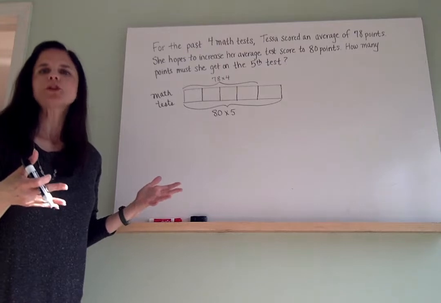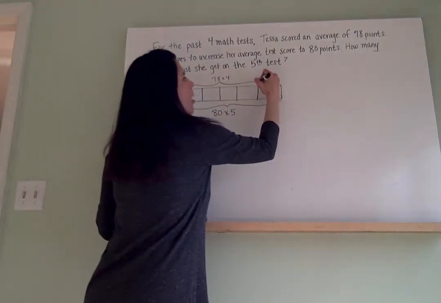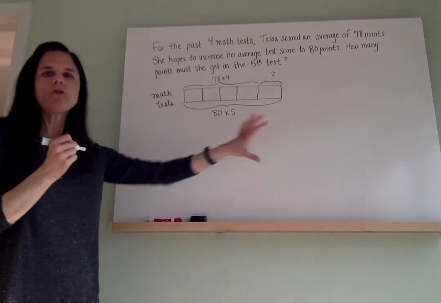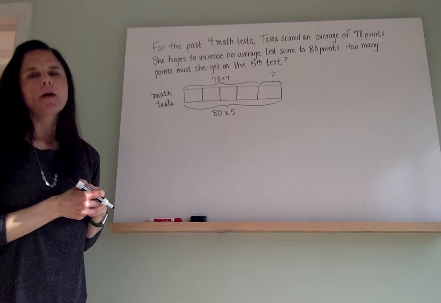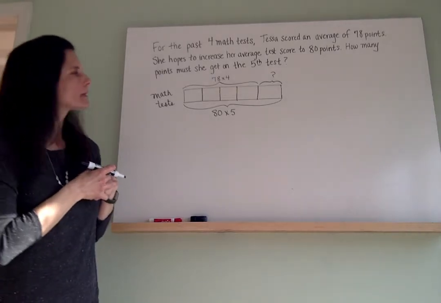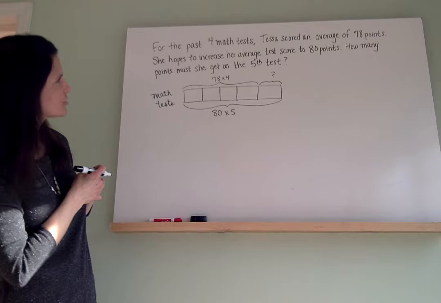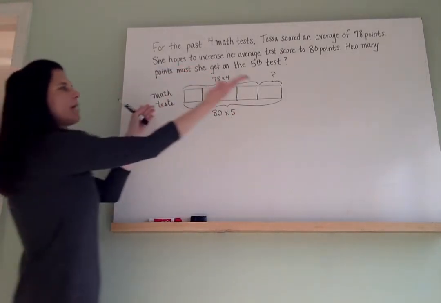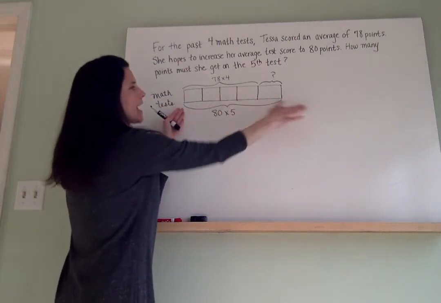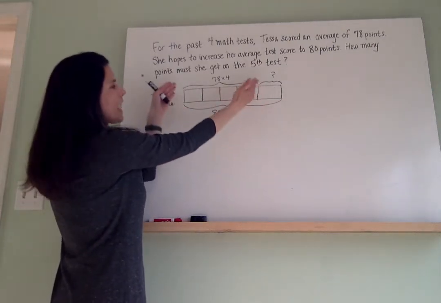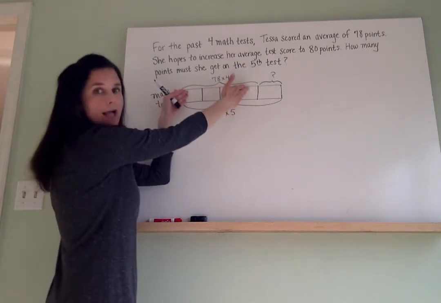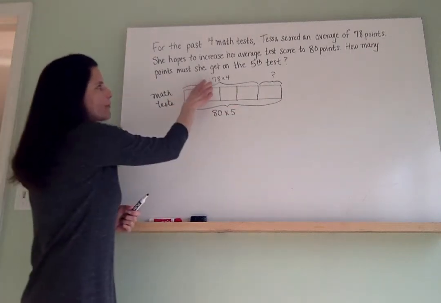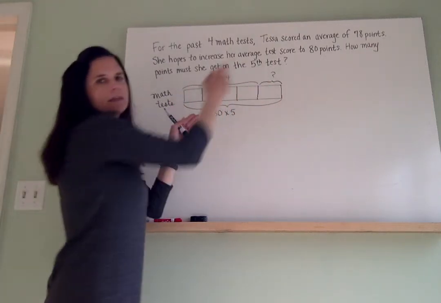And the question then is, what does she have to make? What does she have to score? What does her grade have to be on this 5th test to make it so that now all 5 tests average to be a score of 80? So let's see, do we have all of our information plugged in? Yes, we do. So this model shows us that we have the information we need to calculate the whole, and we have the information we need to calculate one of the parts. And we're asked for the other part. And we know that we can subtract the part from the whole to get the other part.